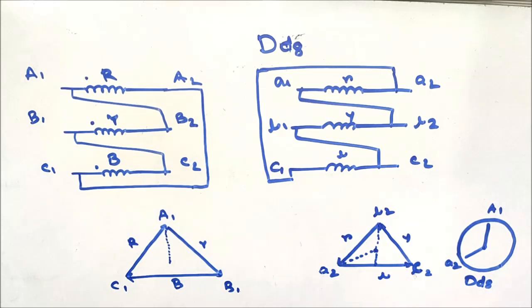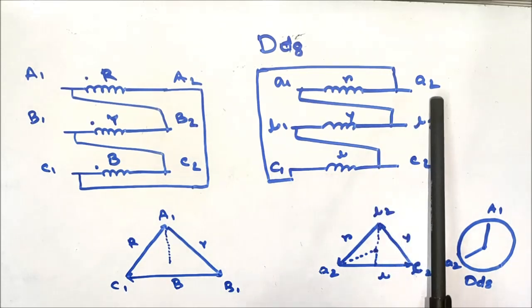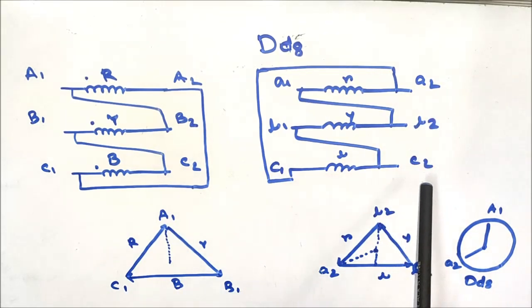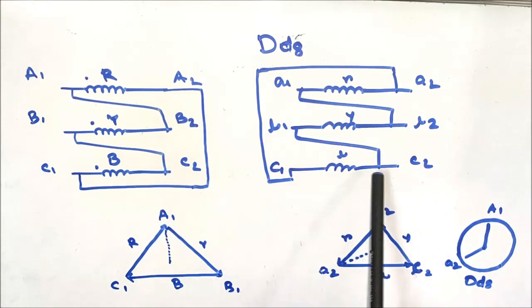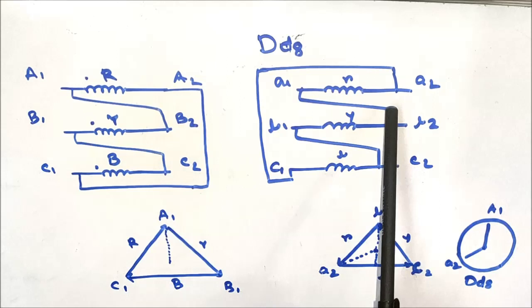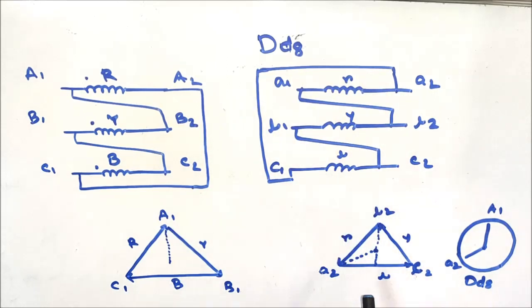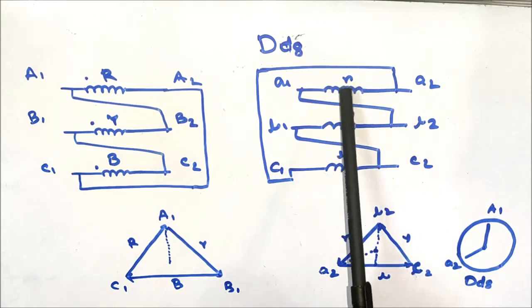In case of LV side winding, the connection terminals are A2, B2, C2, and A1 is shorted with B2, B1 is shorted with C2, and C1 is shorted with A2 to form the delta formation. So A2, B2, C2 are the connection terminals, and in between A2 and B2 there exists red phase.